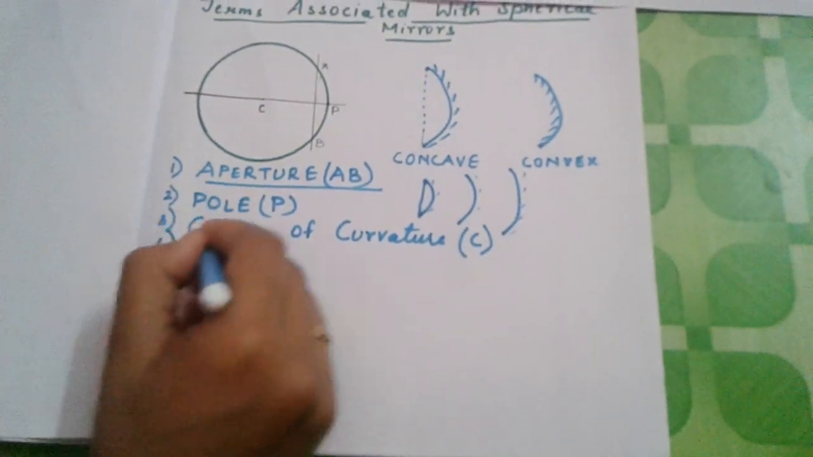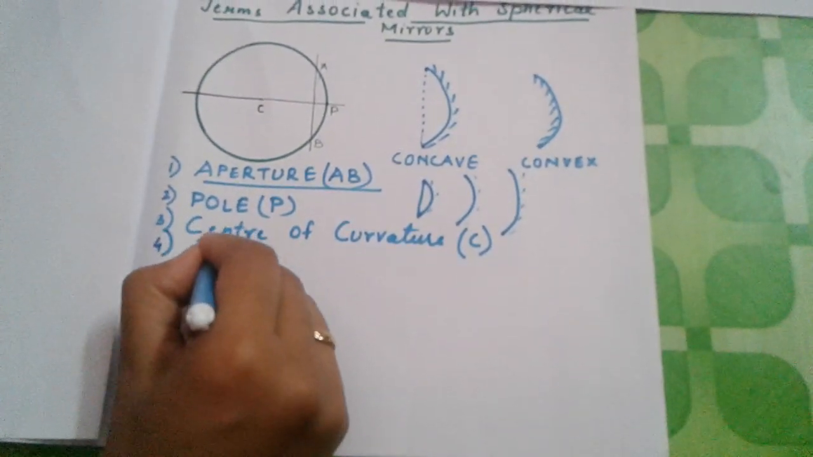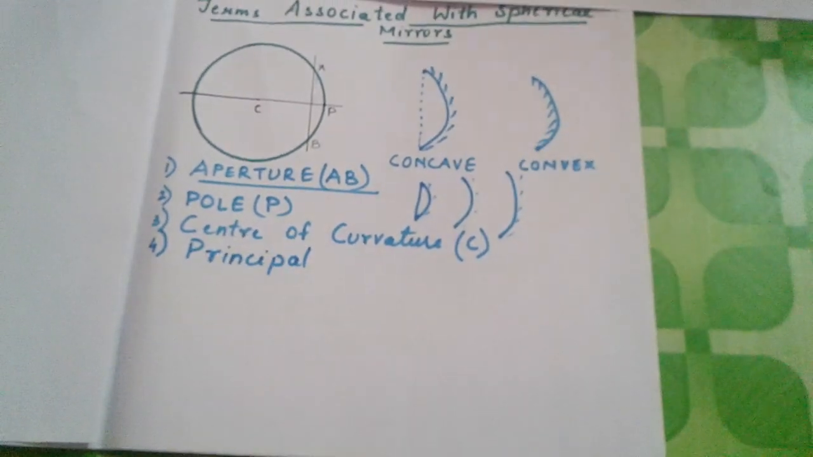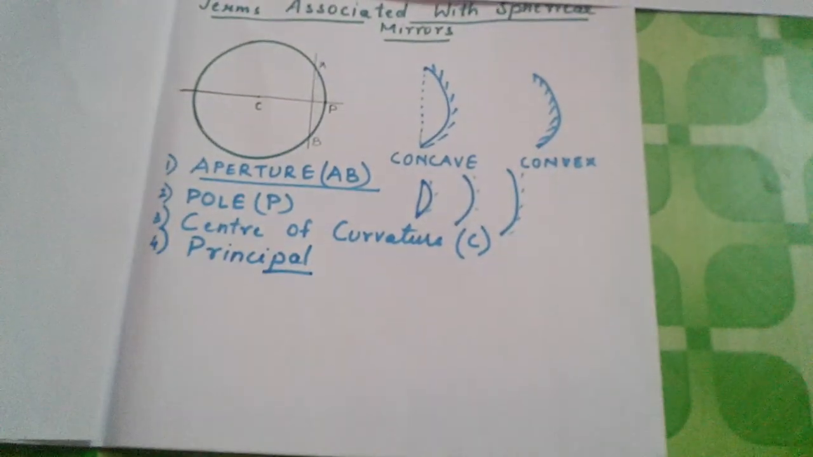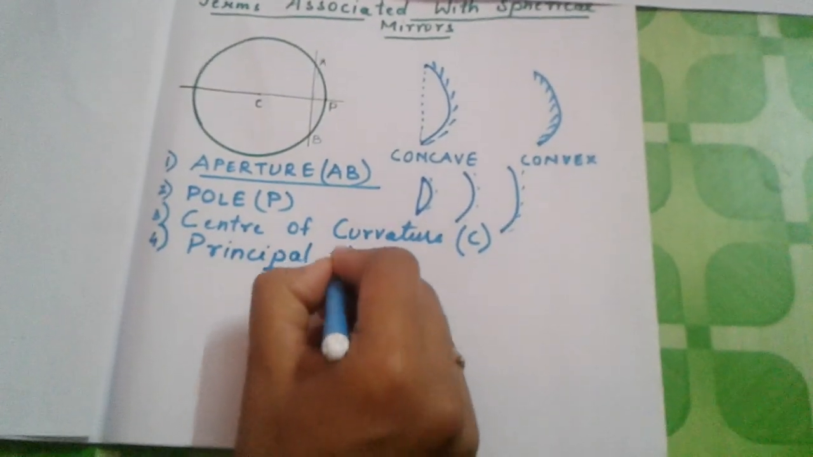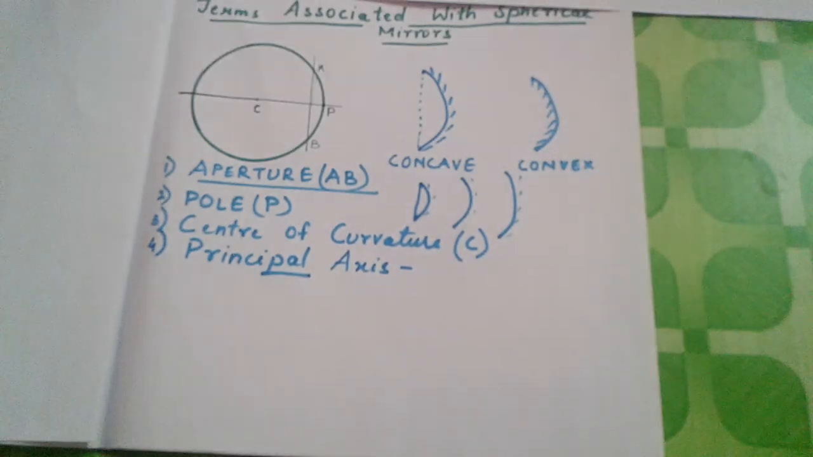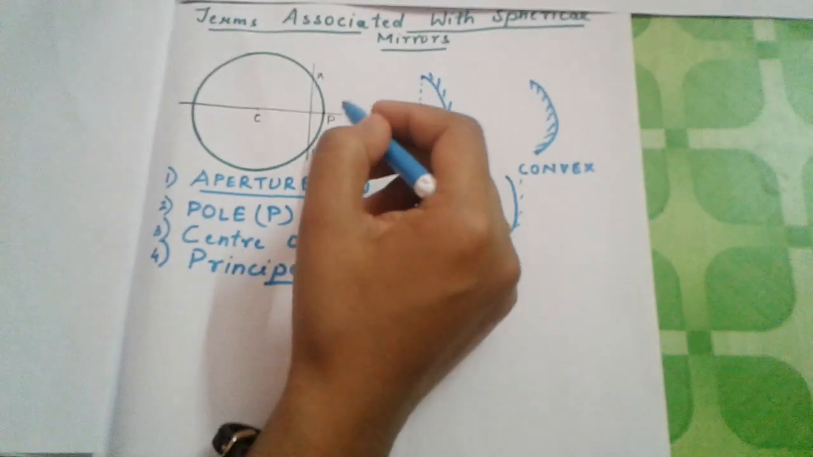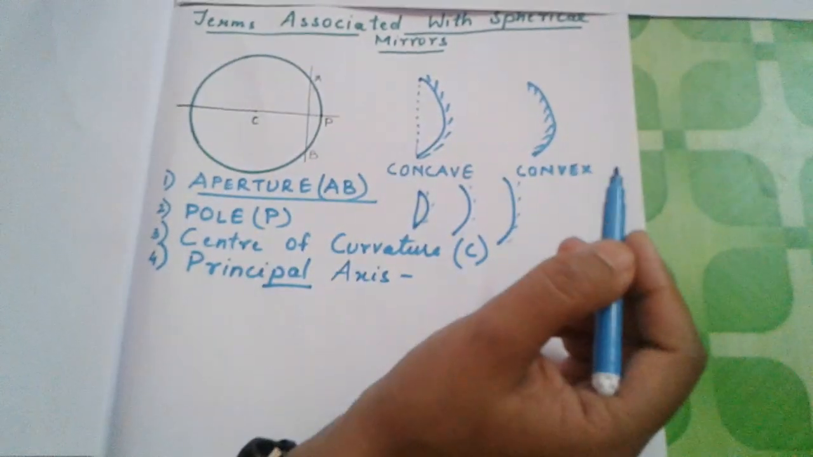The next one is the principal axis. This is a very important point, and make sure you write the spelling properly. It's PAL, not PLE. Most of these students make an error in this particular part. So it's principal axis. Principal axis is the line which is passing through the pole and the center of curvature.